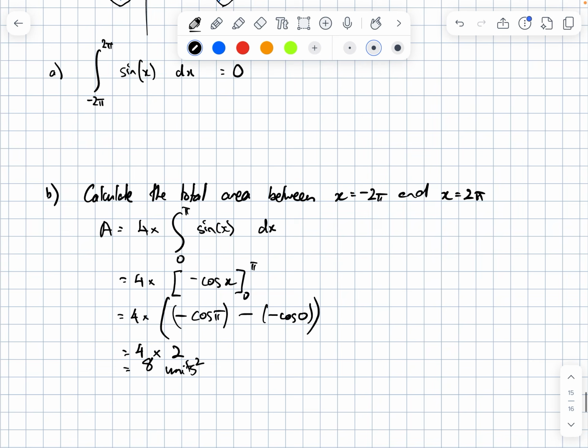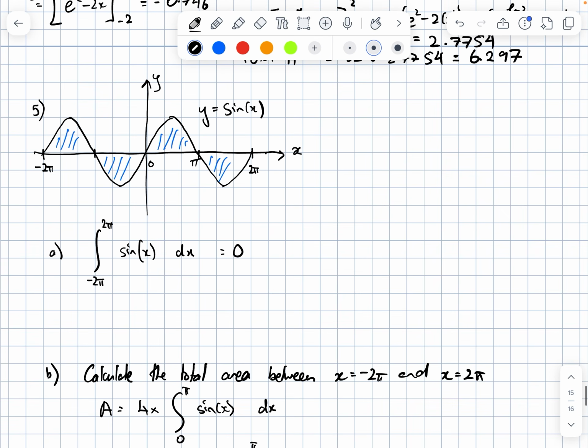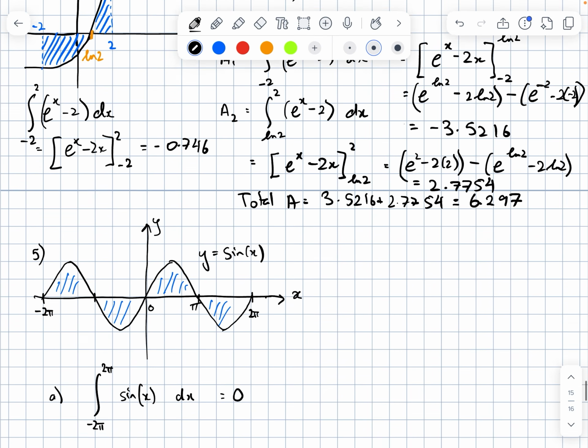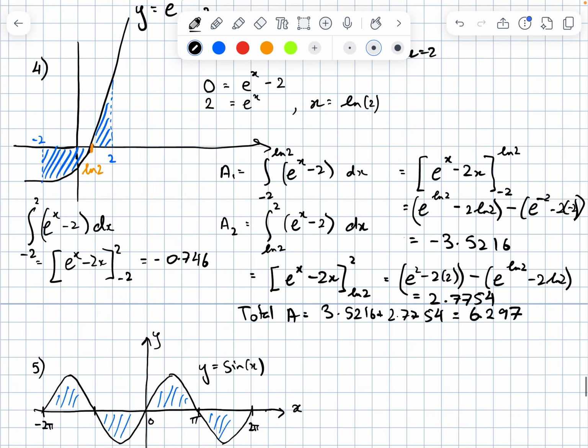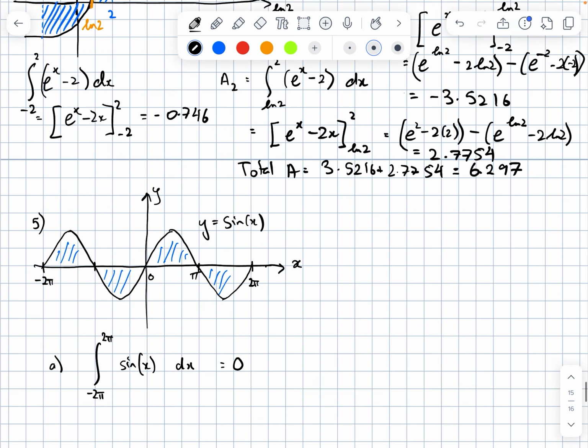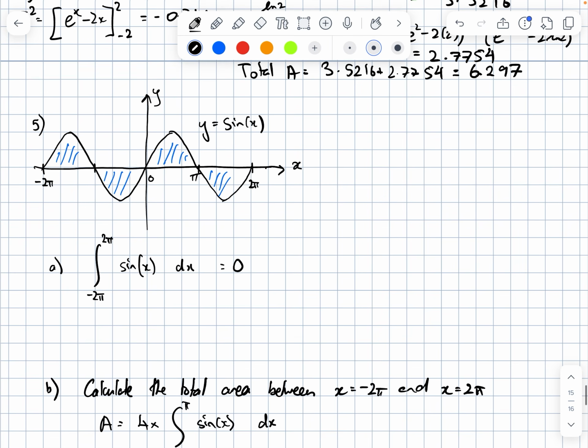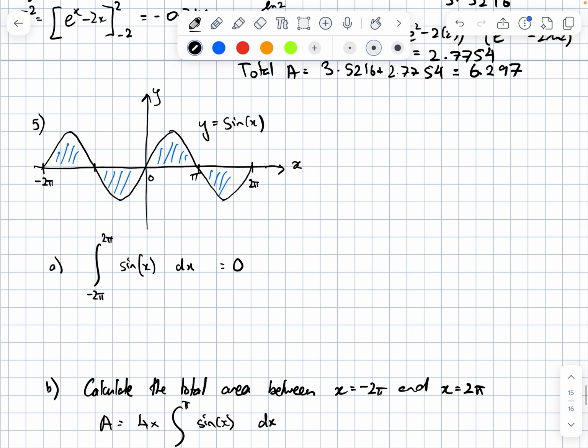So when you're doing these questions, look for symmetry. That can speed things up. If you can't, be very careful about where areas are below and above the x-axis. And also, make sure when you're doing a question, if it asks for the area or if it just asks for the definite integral. Those two are different types of questions and require slightly different working.